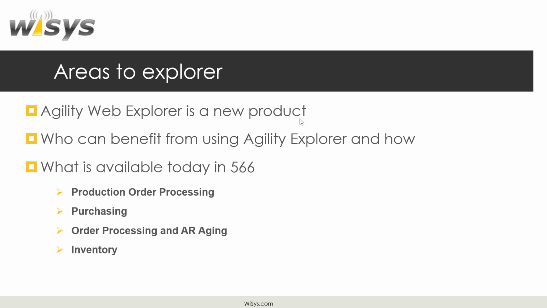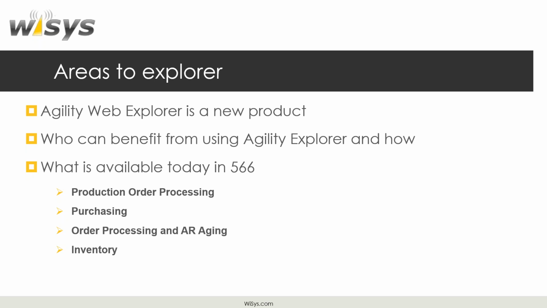So what we're going to do today is take a look at the Agility Web Explorer. It is new to 566, which was released earlier this year in March. Anybody that needs to run the application from a browser, so it might be somebody in another warehouse who doesn't have a desktop, somebody in the field, your sales rep, a vendor or a customer, anybody like that may find it very beneficial to have access to the Agility Explorer.